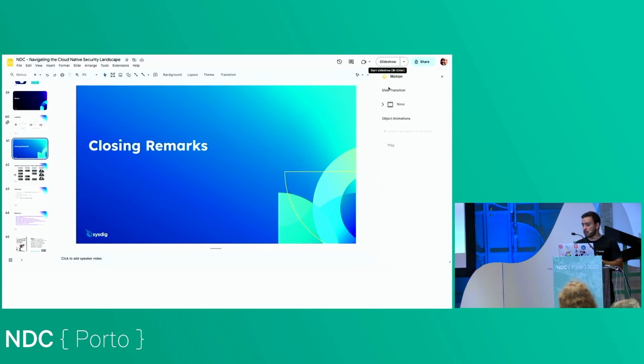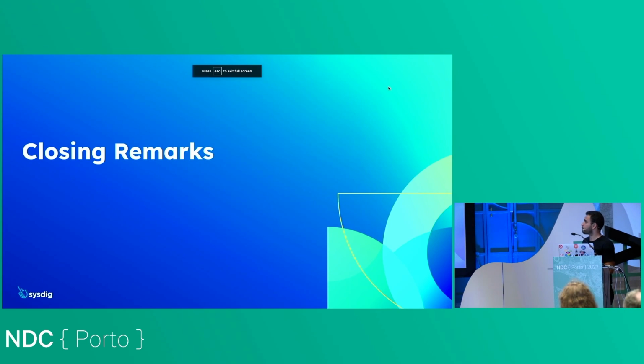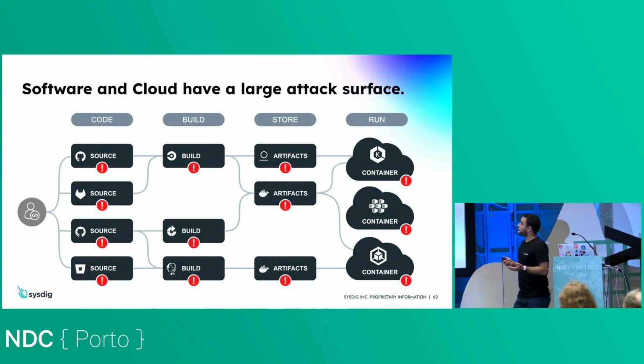All right, so some closing remarks. Software and cloud, they have a large attack surface. And yeah, things got more complicated. And that's just how it is. You might not be able to tackle them all. Choose the low-hanging fruits. Start with them. It's a process, all right? It's not from night to day. It's a marathon.